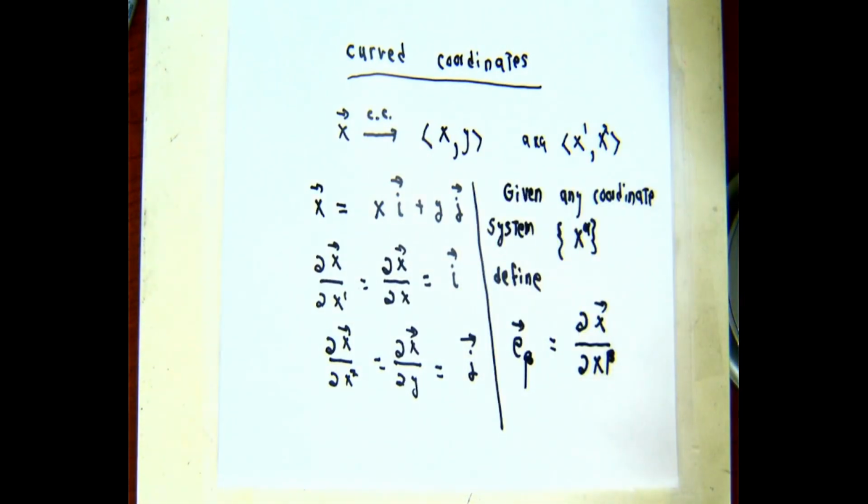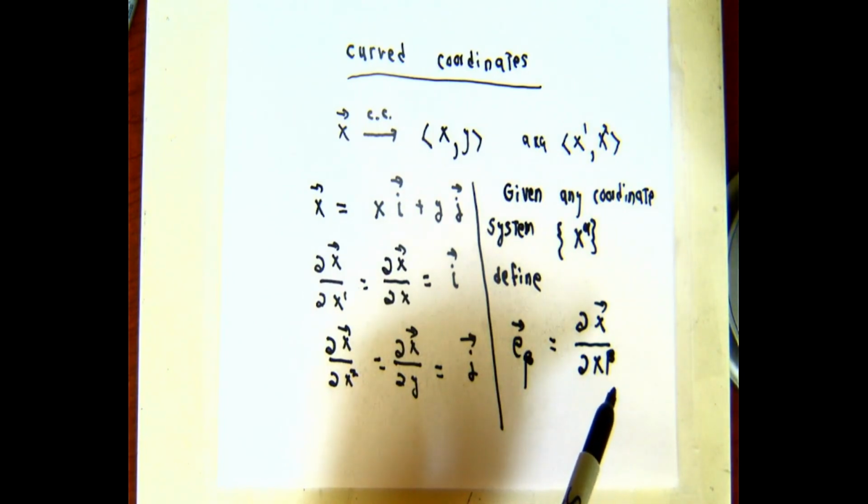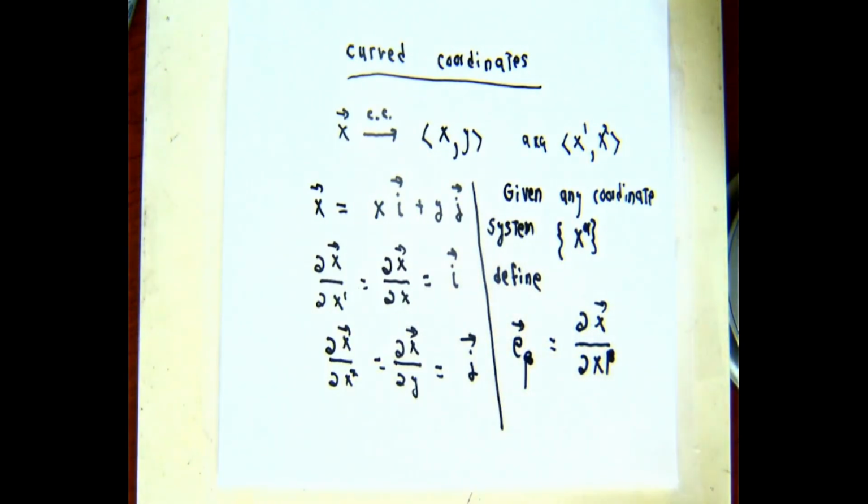To generalize our thinking, I'm going to define what we'll call a coordinate basis in the following way. E number beta is going to be the partial derivative of position with respect to coordinate number beta. Not all bases are coordinate bases. It's hard to see if you only know about flat surfaces and flat spacetime how that will be, but we'll talk about that in a little while.